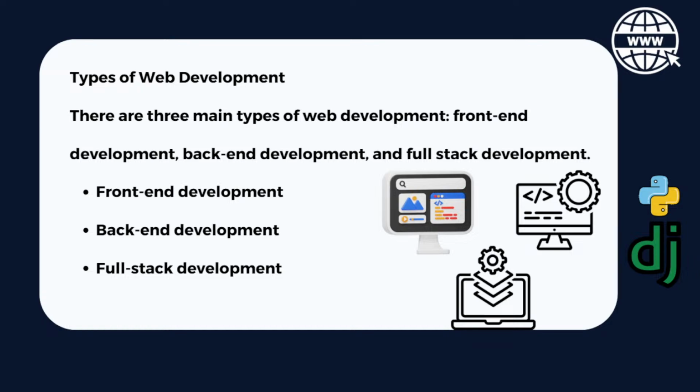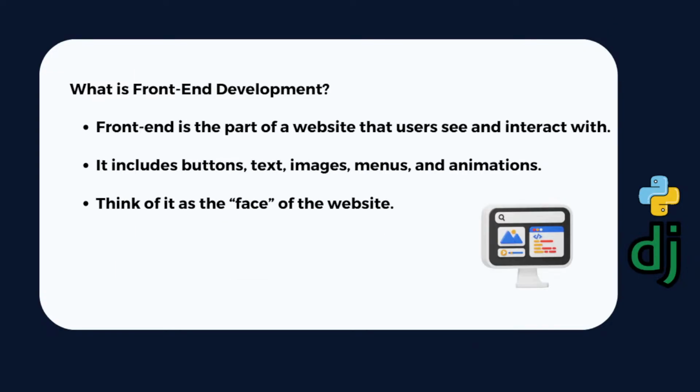What are the types of web development? There are three main types: front-end development, back-end development, and full-stack development. What is front-end, what is back-end, and what is full-stack development? The front-end is the part of the website that users see and interact with. It includes buttons, text, images, menus, and animation. Think of it as the face of the website.